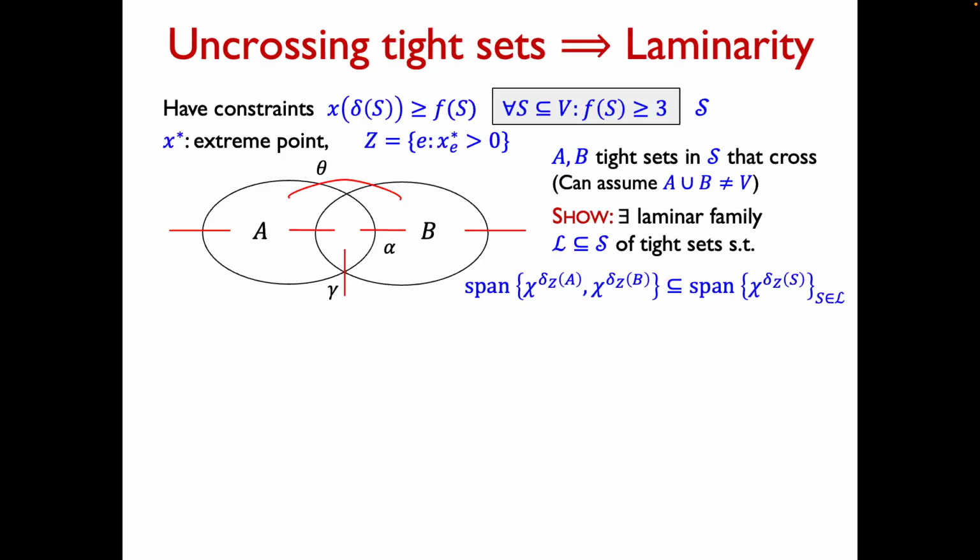And we can assume that A union B is not the entire vertex set, just because if that were the case, then the constraint for A would be the same as the constraint for B minus A, and the constraint for B would be the same as the constraint for A minus B, because A union B is the entire vertex set. So then this goal would be quite easy, because we could just take A minus B and B minus A. They're exactly the same constraints. So just a simple case to get rid of.